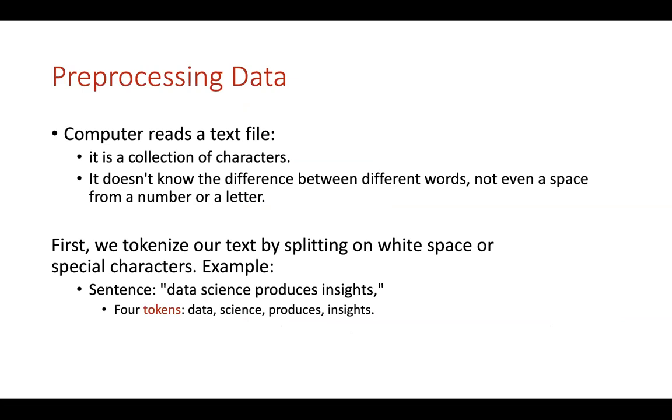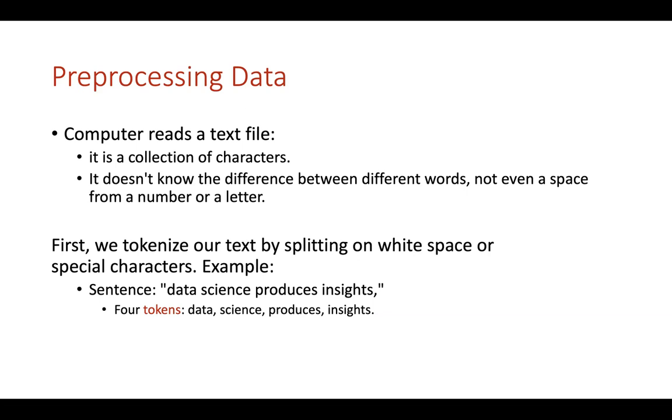In order to prepare text data for the actual analysis and put our data into a useful format, there are some necessary steps we need to make, which are known as the pre-processing steps. We'll walk through this quickly in this video, and you can learn more about them in the lecture. When the computer reads a text file, it has no idea what it's looking at. All it sees is a collection of characters. It doesn't know the difference between different words, not even space from a number or a letter.